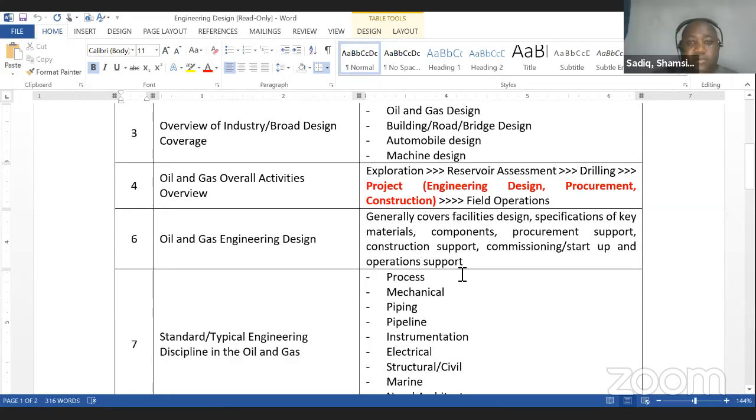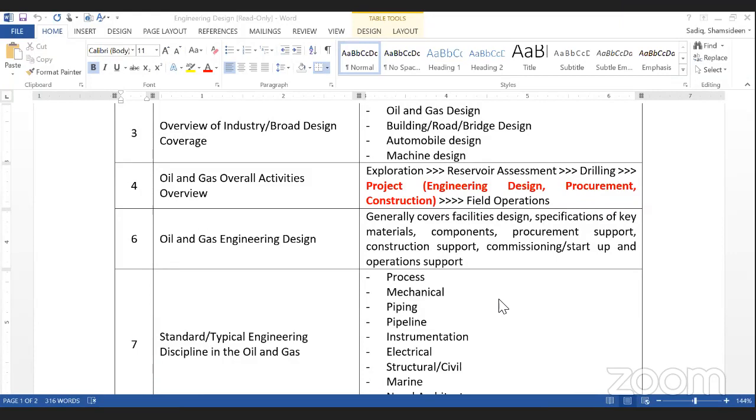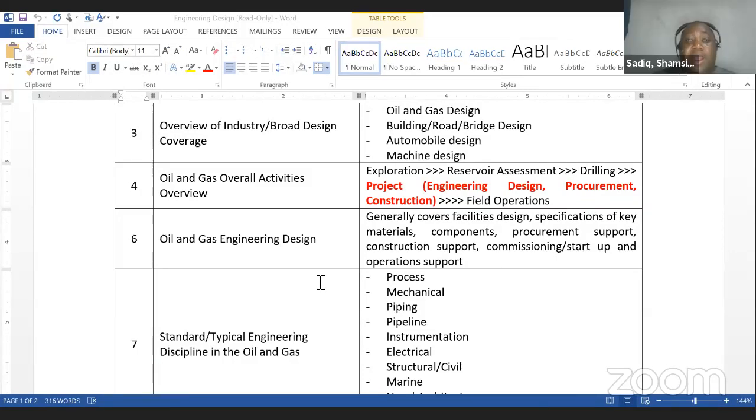Okay, so we support them. Then when they are starting up the facility too, we are there to say, okay, these are the things we designed. These are the operating parameters, the guiding parameters that you need to watch out for. When it starts and goes into full operation, we are also on standby to respond to operation happenings that may require our support.